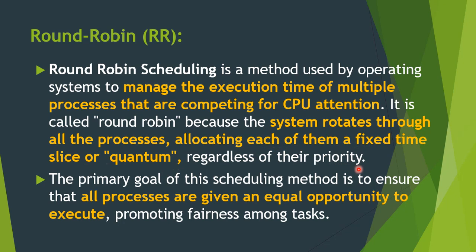In case you still have, you also go in until you complete your processes. So this one is what we call the round robin. The primary goal of this scheduling method is to ensure that all processes are given an equal opportunity to execute, promoting fairness among the tasks that are given. So this is the advantage of round robin.